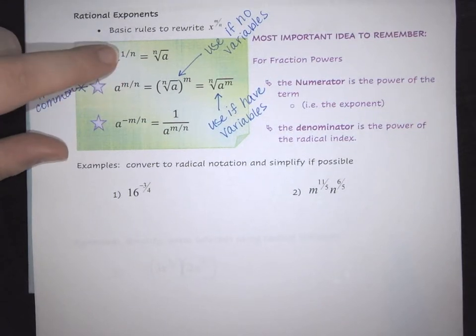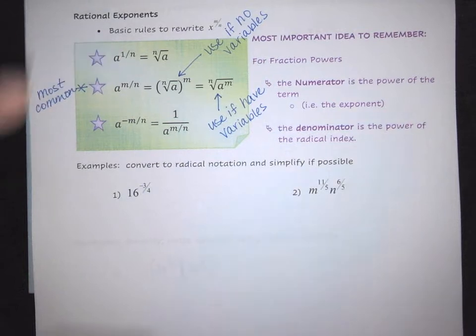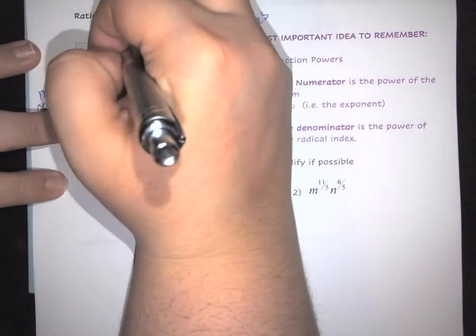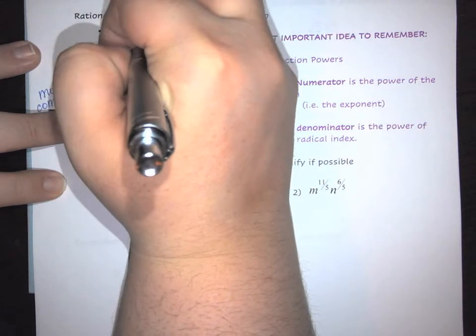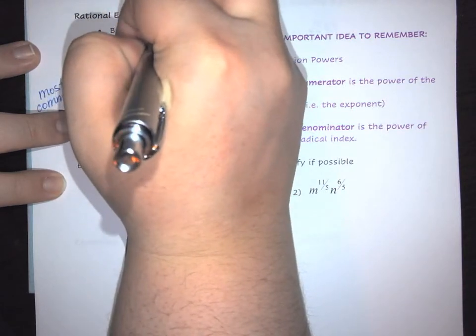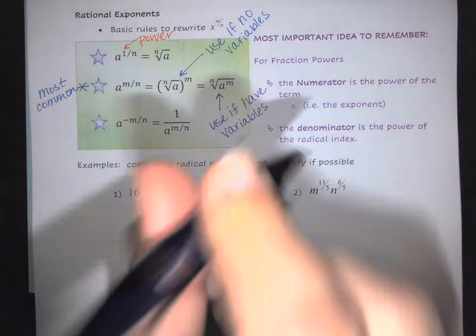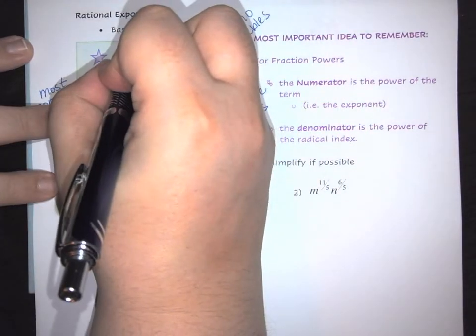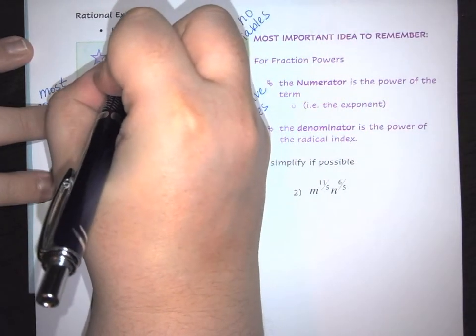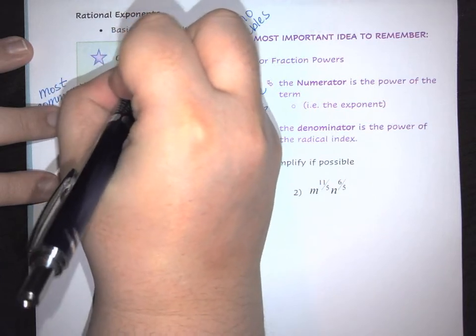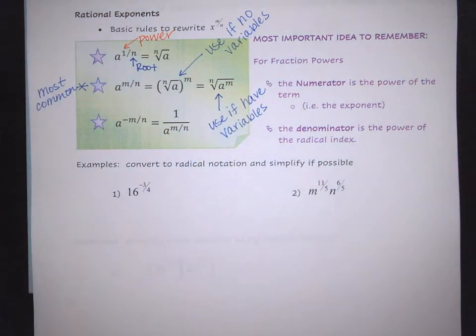And what it means is that the numerator here would be your power, and your denominator here is the root. And so that's going to be the same no matter what your fraction is, that the numerator is always your power, the denominator is always your root.